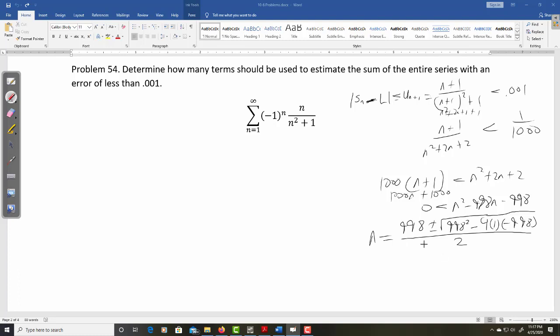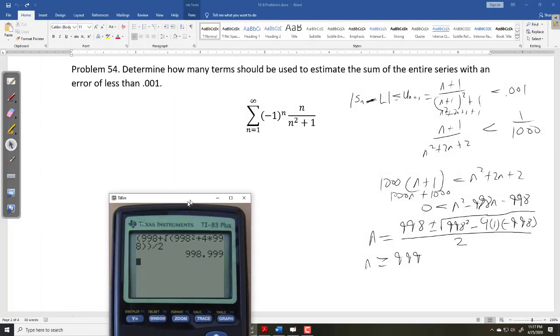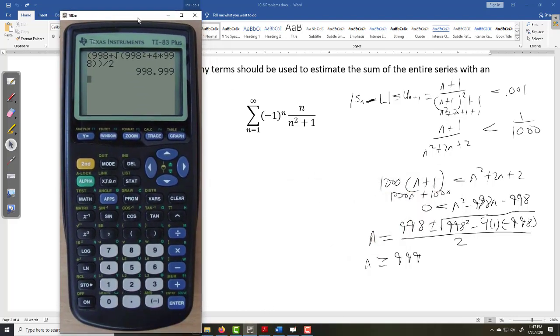You plug that into your calculator. Can ignore the minus one, because that'll be a negative number. We don't want n to be negative. Plug it in. 998 plus the square root of 998 squared plus 4 times 998, divided by 2. Well, you get about 998, just right about 999. So if n is greater than or equal to 999, our partial sum will be within 0.001.